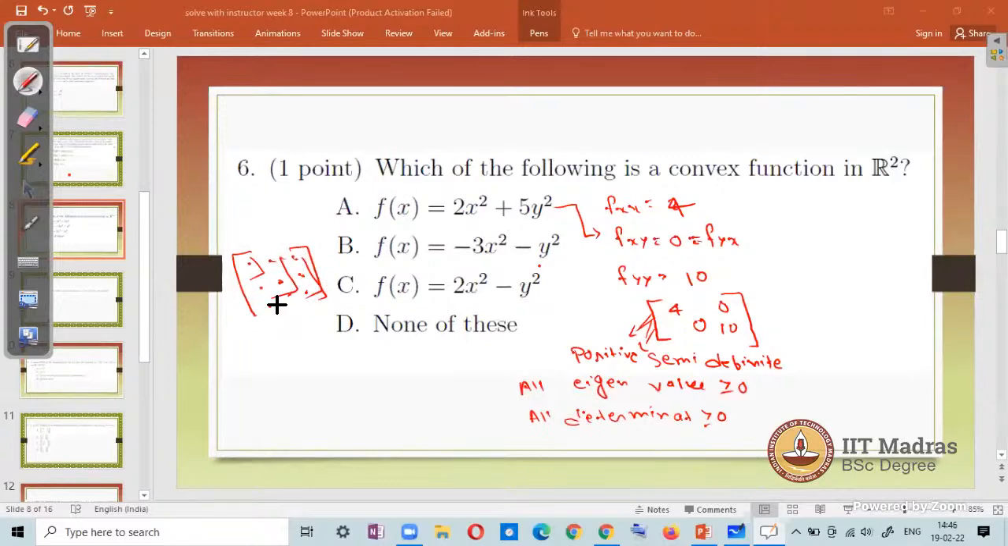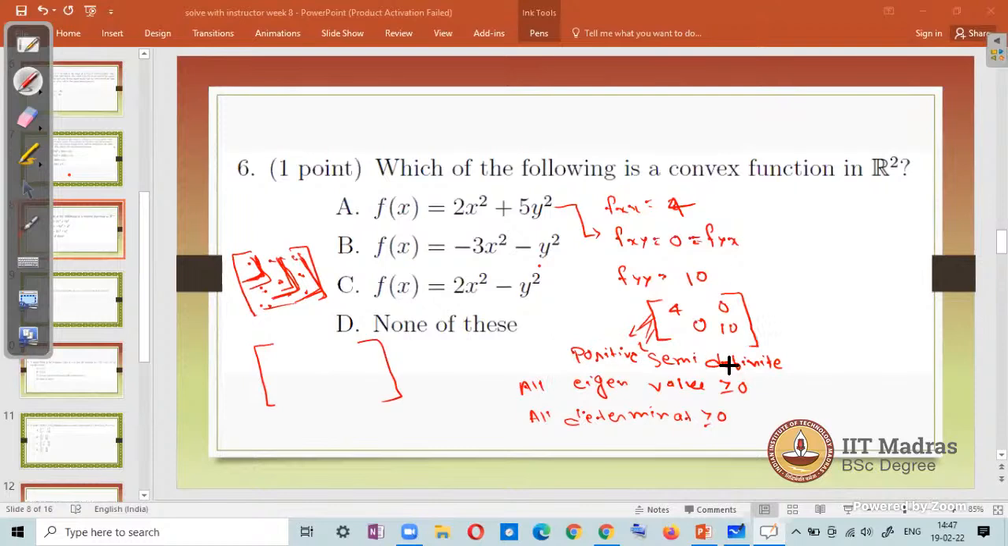I was just searching for the term. What we say for all the leading submatrices: the determinant of all the leading submatrices should be greater than or equal to 0. If you have a 4x4 or some such size of matrix, first take the 1 by 1, then the 2 by 2, then the 3 by 3, like that.